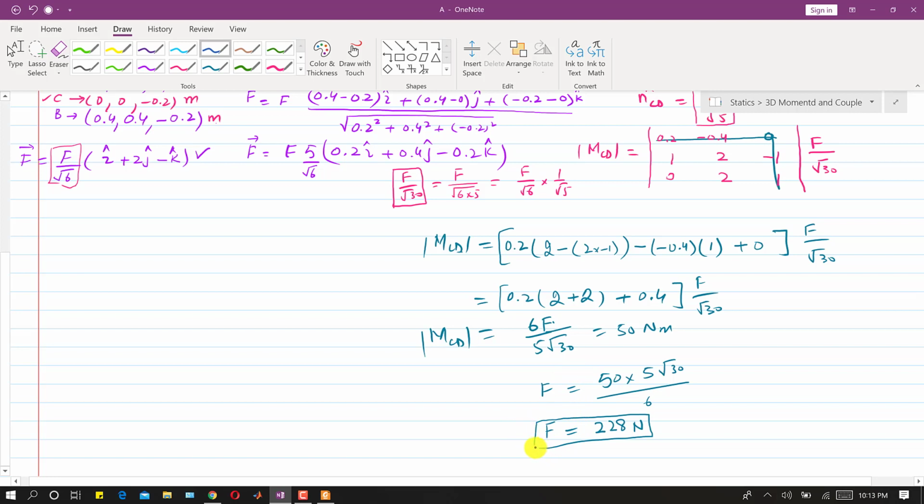Again, remember that this scalar triple product will always give us the scalar magnitude. It will never give us the vector, it will always give us the magnitude. So I hope you have understood this scalar triple product and how to find the moment about an arbitrary axis.